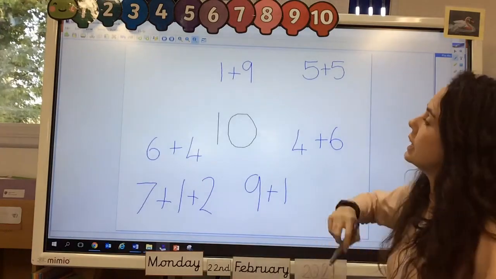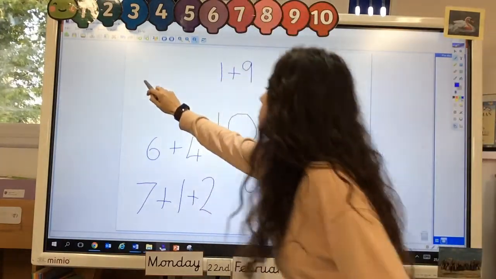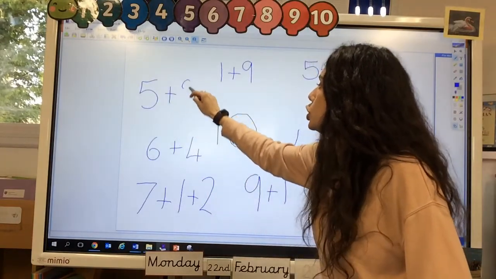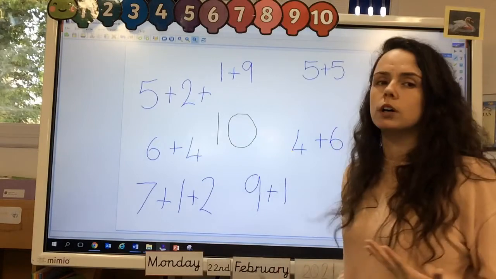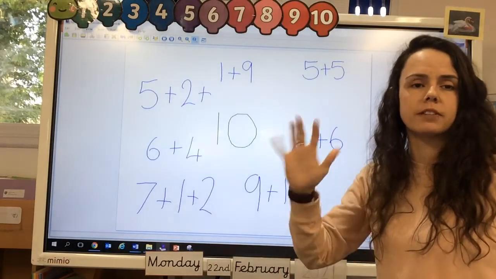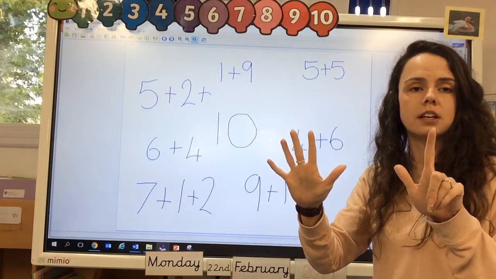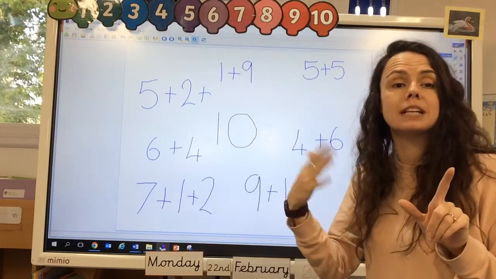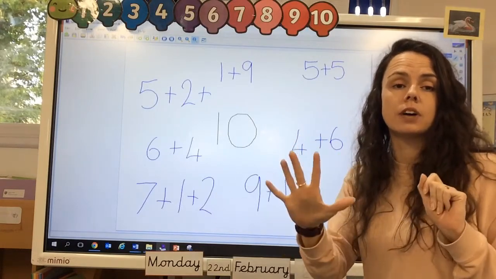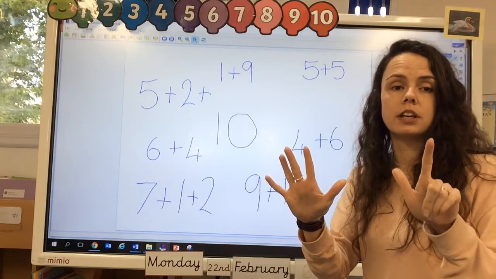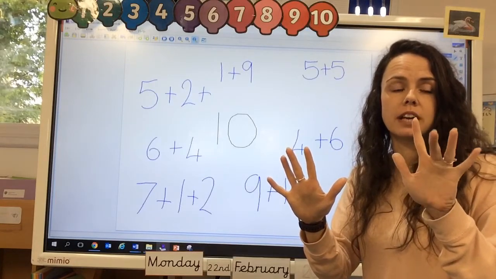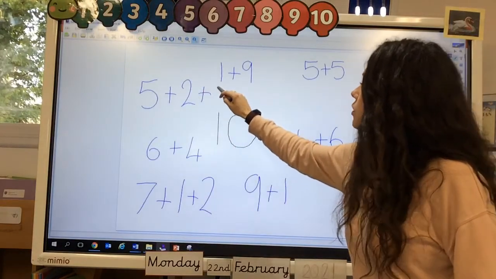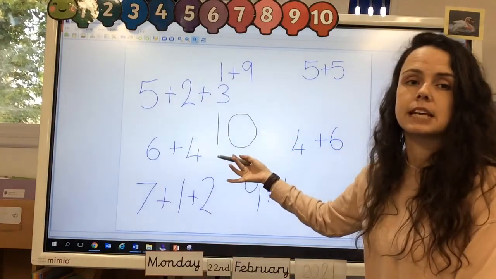Let's try another one. If I had, let's do 5, add 2, add what? So what does 5 and 2 make? 5 add 2 is 7. Have I got to 10 yet? No. How many more do I need to add on to make it to 10? 5, 6, 7, 8, 9, 10. How many more have I added on? 3. Well done. So 5 add 2 add 3 also makes 10.